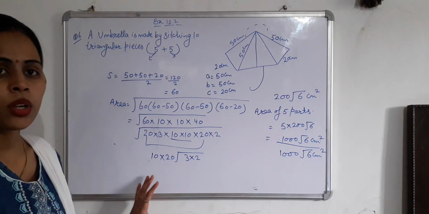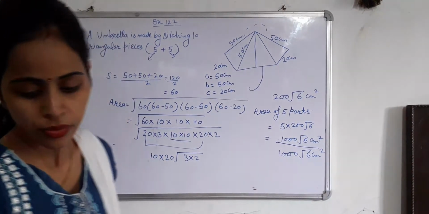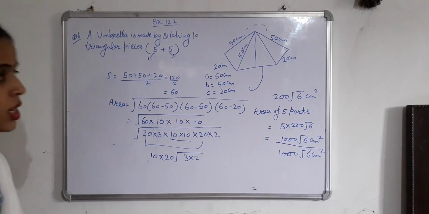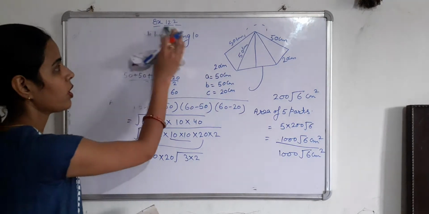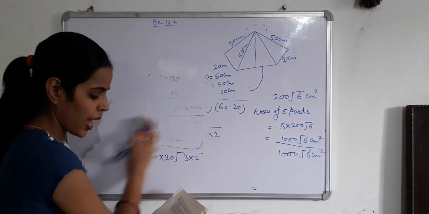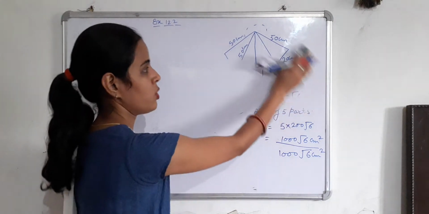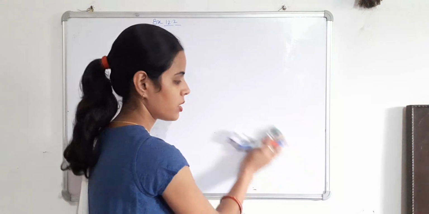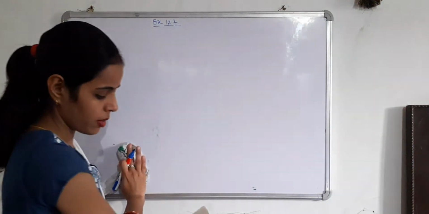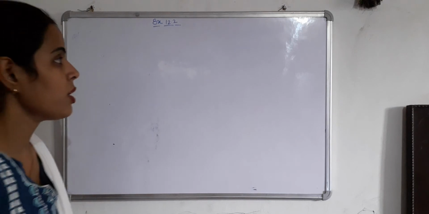Now we are going towards question number 7, which says that a kite is in the shape of a square having diagonal 32 centimeter and an isosceles triangle on its lower part having sides 6 centimeter, 6 centimeter and 8 centimeter. How much paper of each shade has been used?